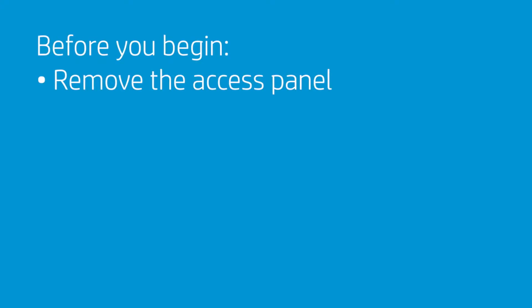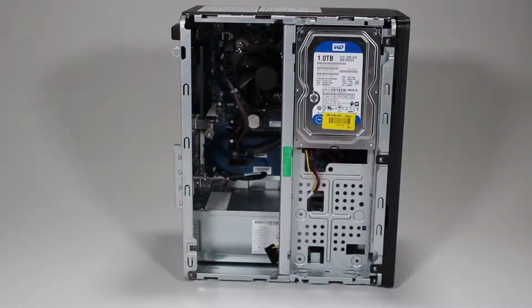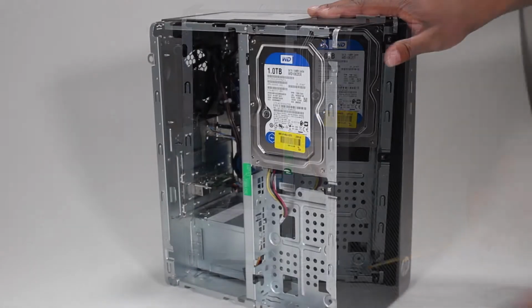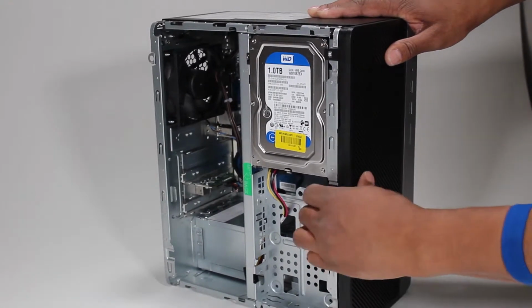Before you begin, remove the access panel. Removal. Unlatch the 3 side tabs of the main bezel and rotate the bezel away from the PC.